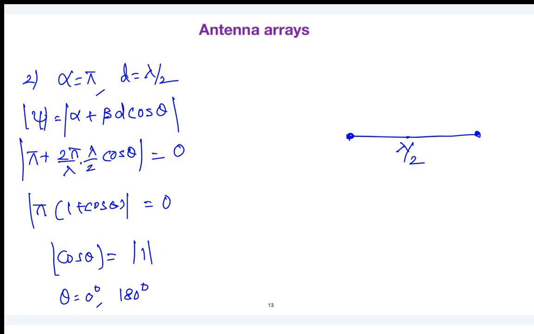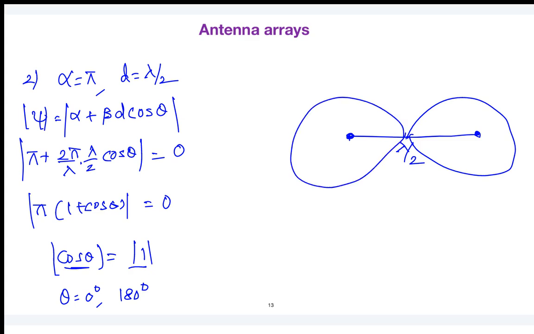Right? So when you take the modulus on both the sides, the cos theta can be either plus 1 or minus 1. So if it is plus 1, you are going to get the field at 0 degrees. And if it is minus 1, you are going to get it at 180 degrees. So this is 180 degrees and this is 0 degrees. So this is basically said to be your end fire array. Okay. So when you supply opposite phasor current and spacing is lambda by 2, you are going to get the maximum electric field in the horizontal plane. So that configuration is said to be your end fire array.